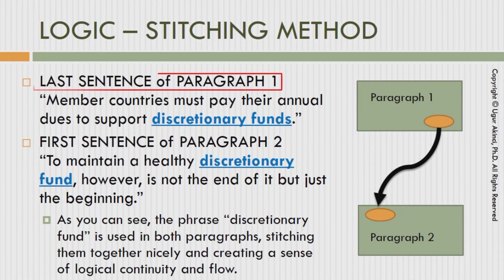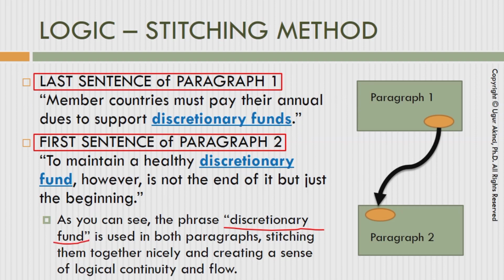Last sentence of paragraph 1. Member countries must pay their annual dues to support discretionary funds. Here is the first sentence of the next paragraph. To maintain a healthy discretionary fund, however, is not the end of it, but just the beginning. As you can see, the phrase discretionary fund is used in both paragraphs, stitching them together nicely and creating a sense of logical unity, continuity, and flow.